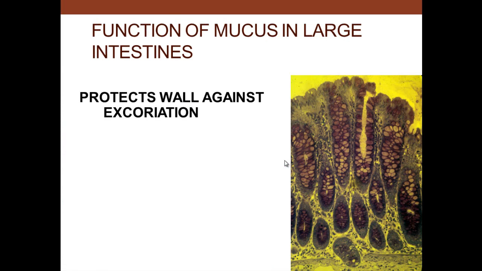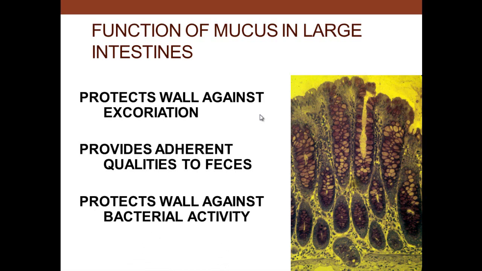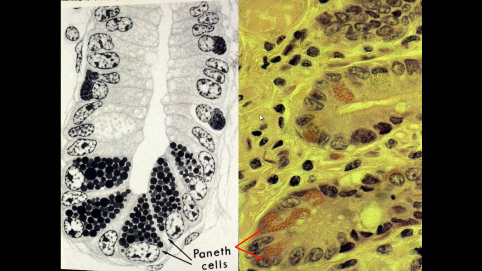So why I have so much mucus, and especially in the large intestines, there's a host of mucus, is to protect the wall. And also it helps to keep the feces to adhere to each other, and it protects the wall against bacterial action. So not only degradation, but also from bacterial action, because you got a constant flow of this fluid. As a consequence, the bacteria have a hard time getting a grip on things if more fluid is washing it away.